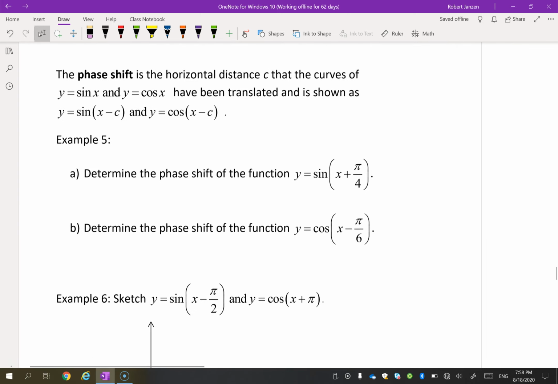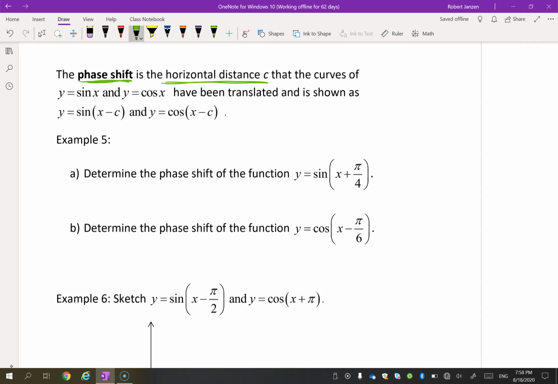Okay, let's talk about the phase shift. The phase shift refers to horizontal distance. We've never talked about phase shift before; we've always just talked about moving left and right. With the trig graphs, phase shift is horizontal shifting. Okay? So what is the phase shift?